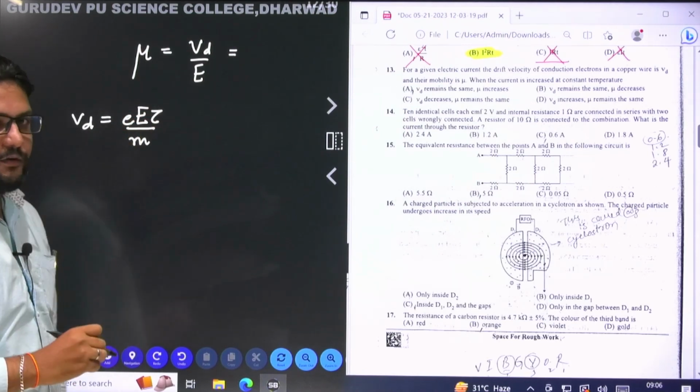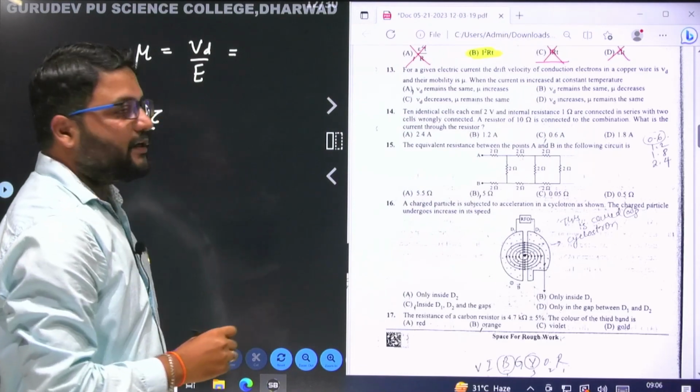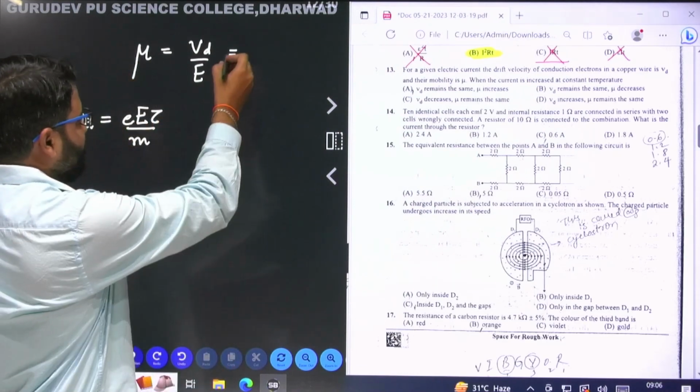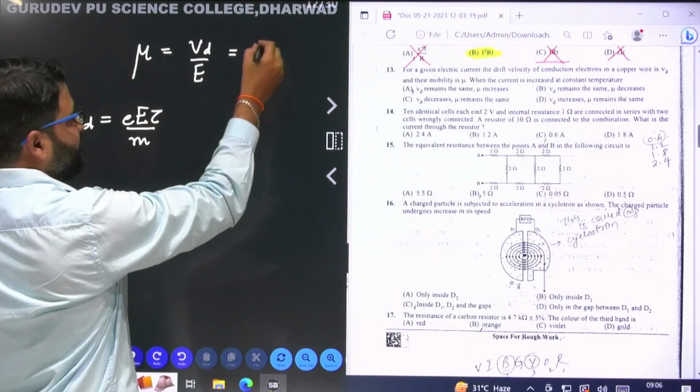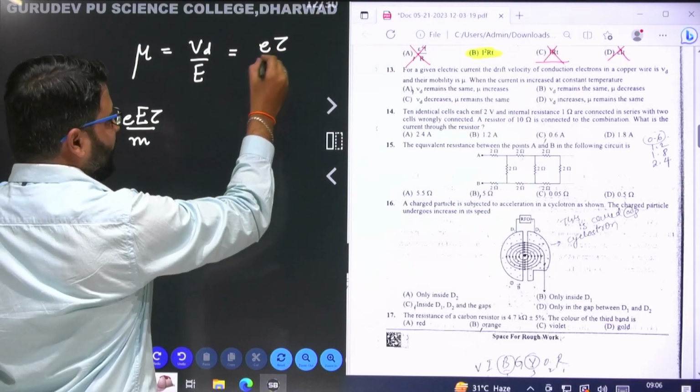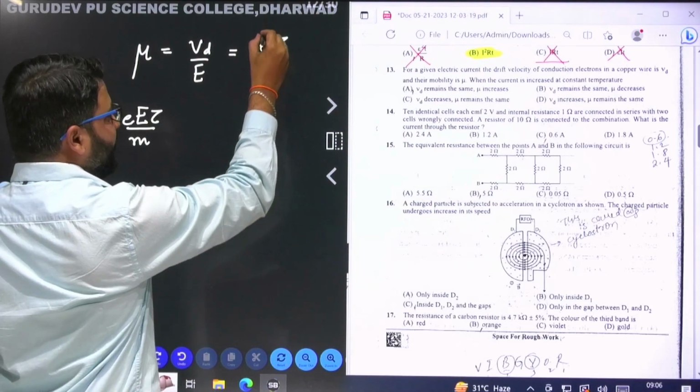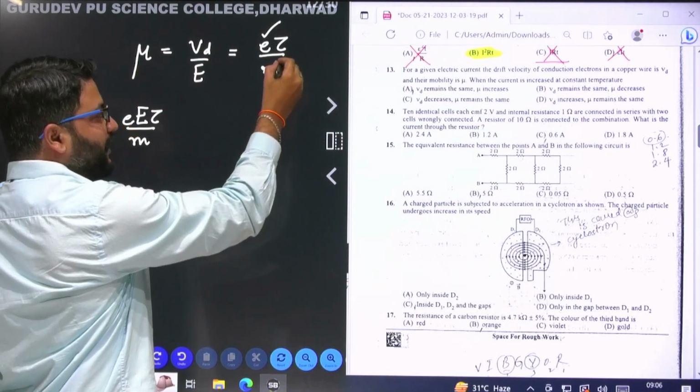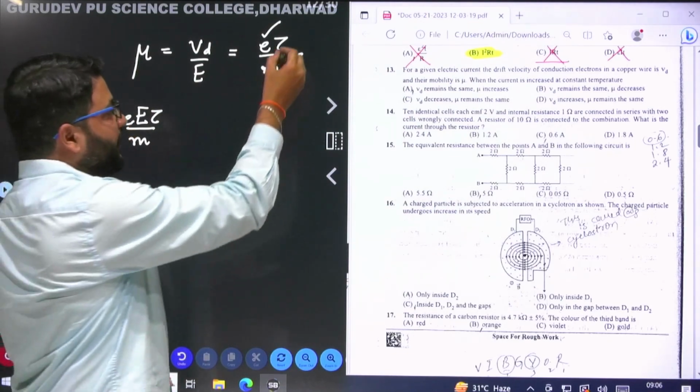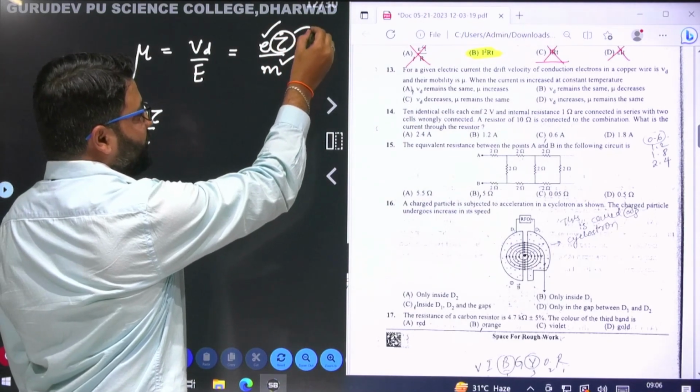I am taking the magnitude of it because the definition of mobility is for the magnitude of drift velocity. So if I try to substitute this one here, you would get E tau divided by m. And here you can clearly see that e is a constant number, mass of electron is also a constant number, and this tau is temperature dependent.